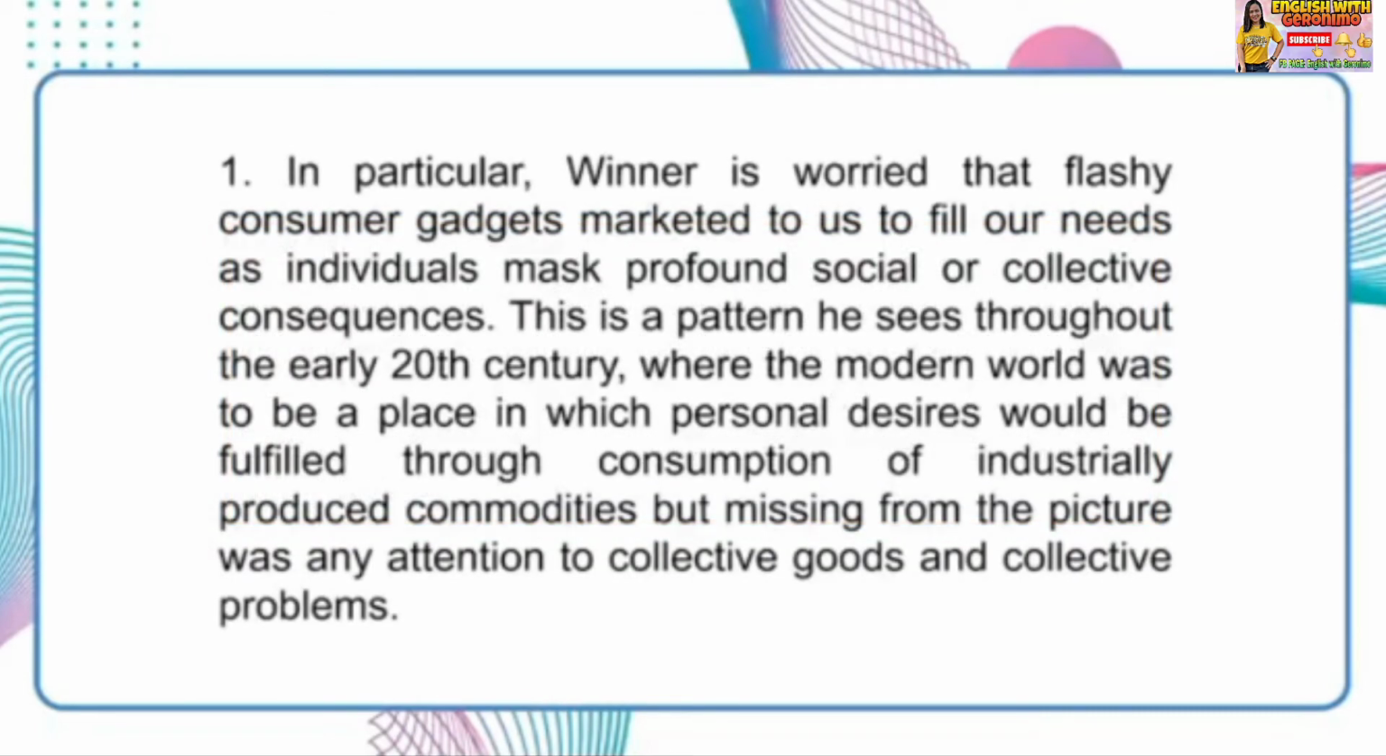Number 1. In particular, Winner is worried that flashy consumer gadgets marketed to us to fill our needs as individuals mask profound social or collective consequences. This is a pattern he sees throughout the early 20th century, where the modern world was to be a place in which personal desires would be fulfilled through consumption of industrially produced commodities, but missing from the picture was any attention to collective goods and collective problems.